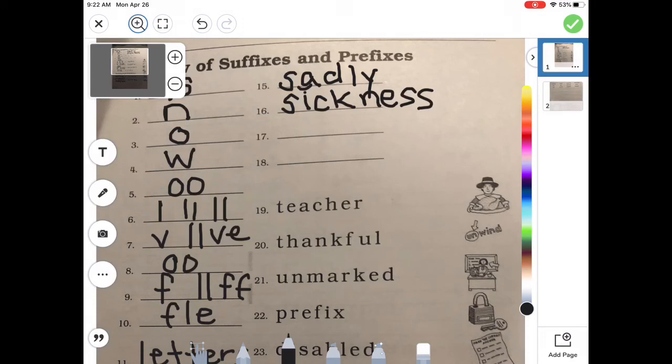How about longest? Longest, I have L, then O, NG. Very good, like ring. Okay, long, and then est. That suffix, EST. Good job. All right, and then wishes. Wishes, W, I, SH, and then ES. Good job.